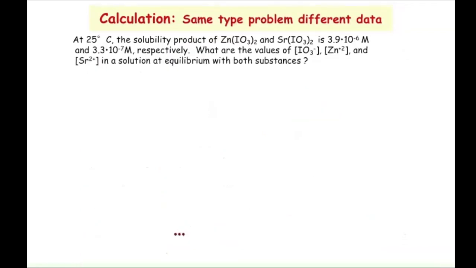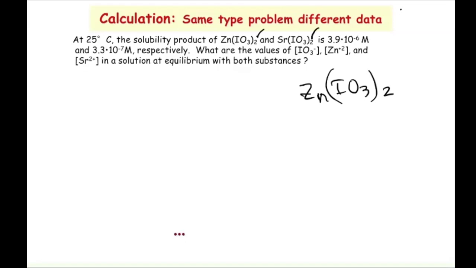It's a very similar problem, except it's a little bit more complicated. Why? Because take a look at the formula. It's zinc iodate, Zn(IO3)2. It's a parenthesis, not a bracket, squared. So you can see that there's a squared term in the mass action expression, but not to worry, both of them are squared. Okay, both of them are squared.